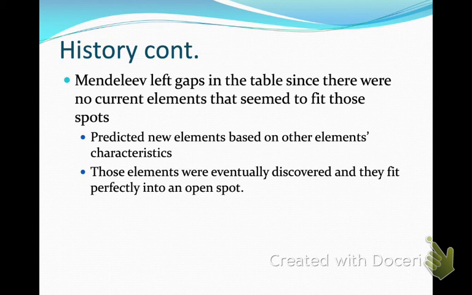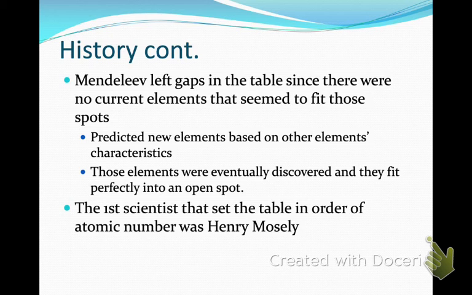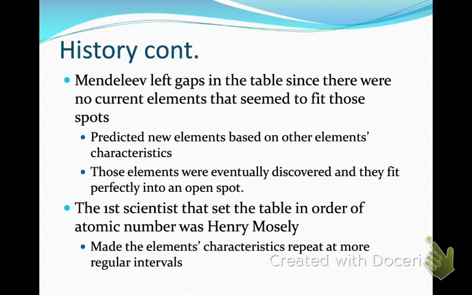Come to find out, those elements were eventually discovered, and they did fit perfectly into the spot that Mendeleev left for them. Now after Mendeleev is done with his table, another guy by the name of Henry Moseley came about and set the periodic table in order of atomic number, so proton number, not atomic mass. That, of course, is how our periodic table is set up today. So he kind of is the father of the modern periodic table, whereas Mendeleev kind of initiated the very first periodic table.